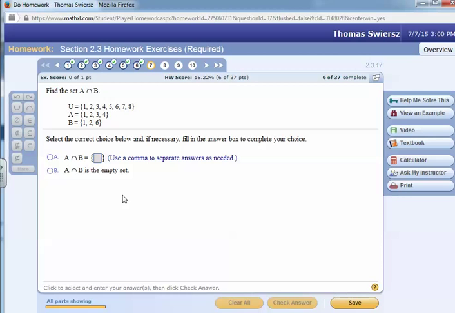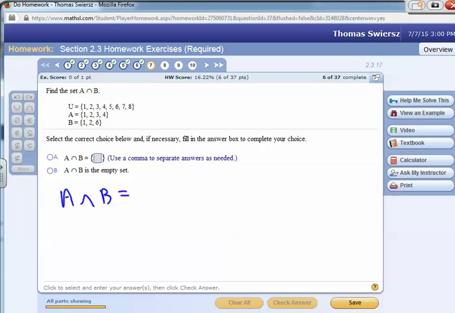Okay, A intersect B, right? The upside down U means common to both. So A intersect B is the elements common to both. Here's A, here's B. We notice they both have a 1, they both have a 2. A has a 3 and a 4, and B has 6, but it's the ones that are common to both. So A intersect B would simply be 1 and 2. The numbers common to both of the sets, in this case, the elements just 1 and 2.